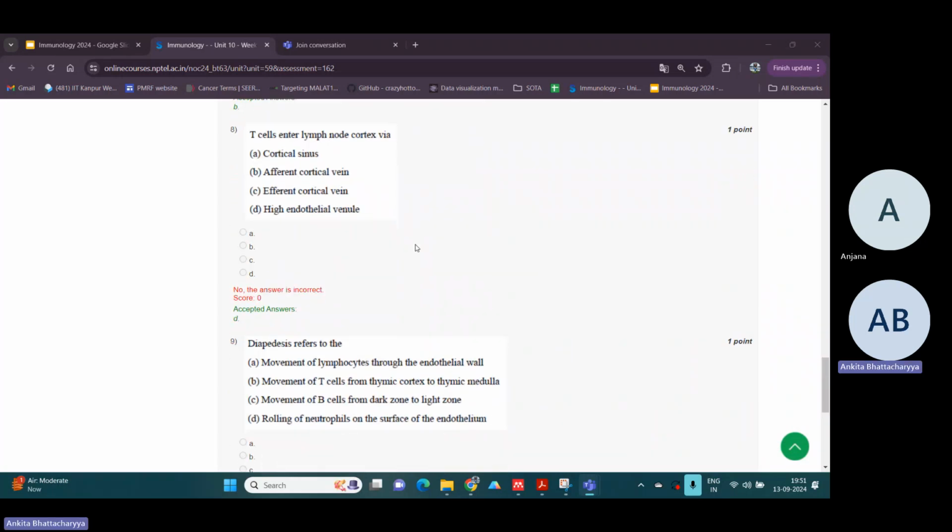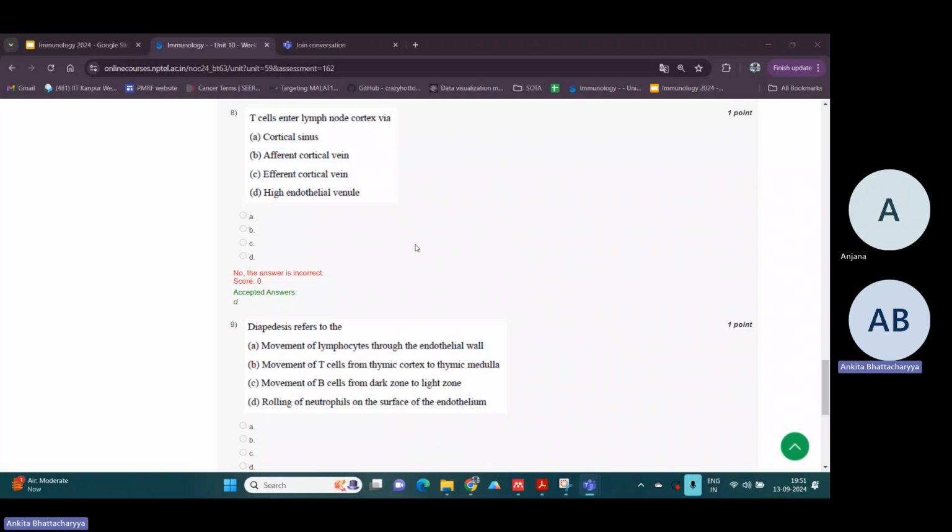Then we've been asked if T cells enter the lymph node cortex via which of the following: cortical sinus, efferent cortical vein, or high endothelial venule. We have already discussed it in a previous question, just two or three questions back. HEV was the correct answer in that case, that through the high endothelial venule, they'll be able to enter the lymph node cortex. Ninth is about diapedesis.